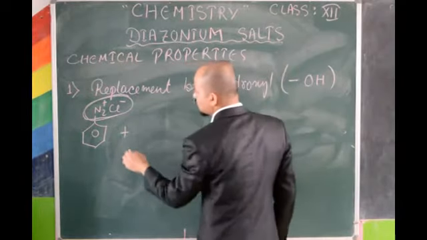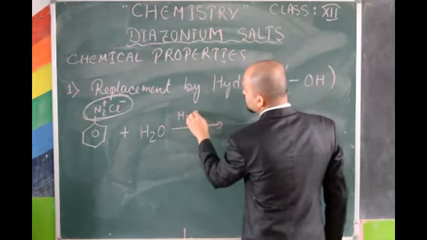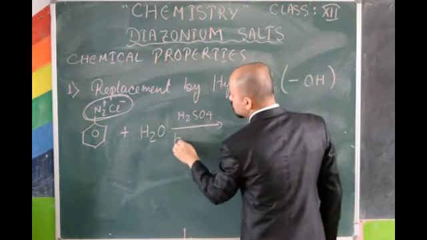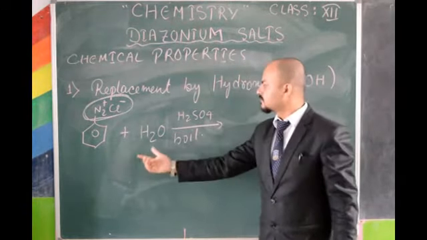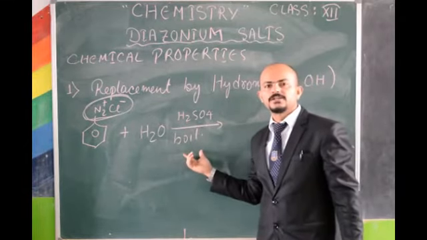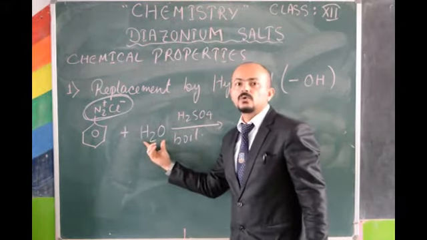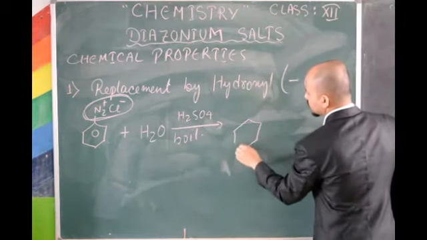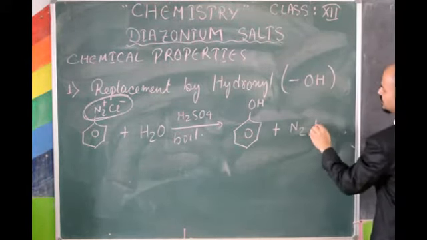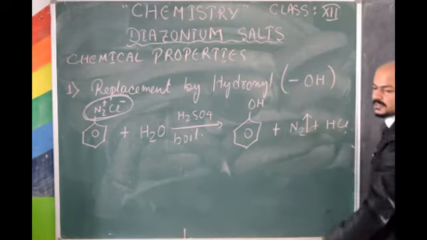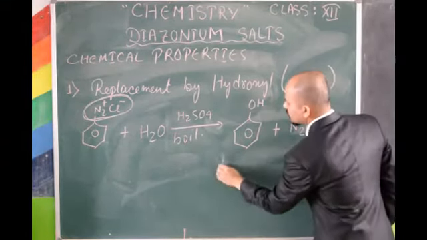So whenever benzene diazonium chloride is treated with what? Water, and this water contains few drops of sulfuric acid, and you are heating it to boil it. What you obtain? This N2 plus Cl minus ion will be replaced by what? By OH group. And what are your byproducts? Nitrogen and HCl. Nitrogen is the gas. So this is how you obtain this OH group in the benzene ring. It's known as phenol.